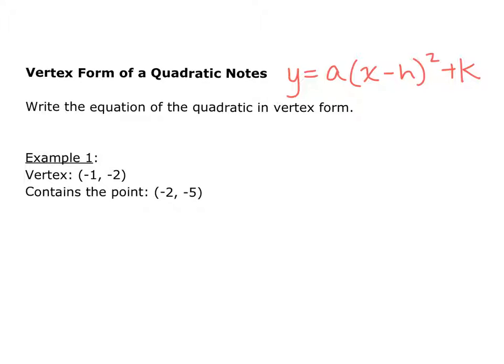So today, what we're going to do is I'm going to give you 2 points from the quadratic. I'm going to give you the vertex and then some other point. And we're going to use those 2 points to write the equation. You ready?